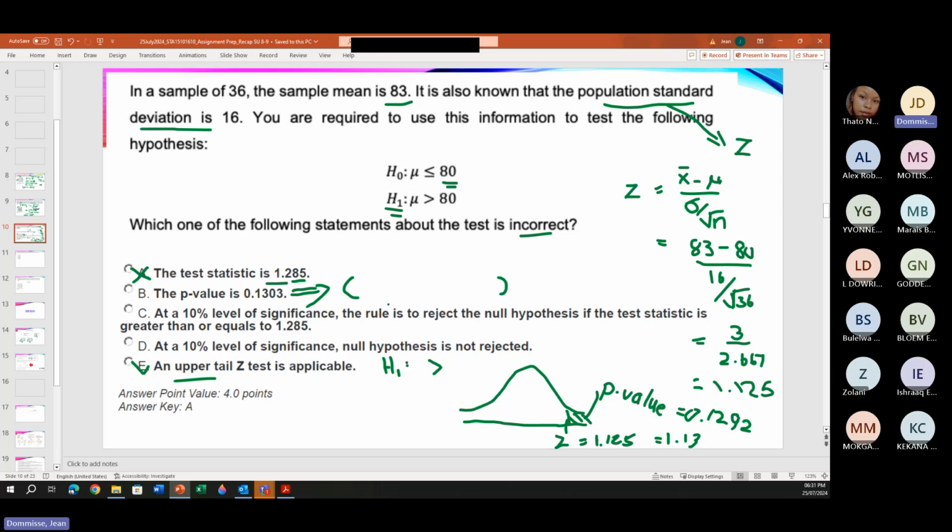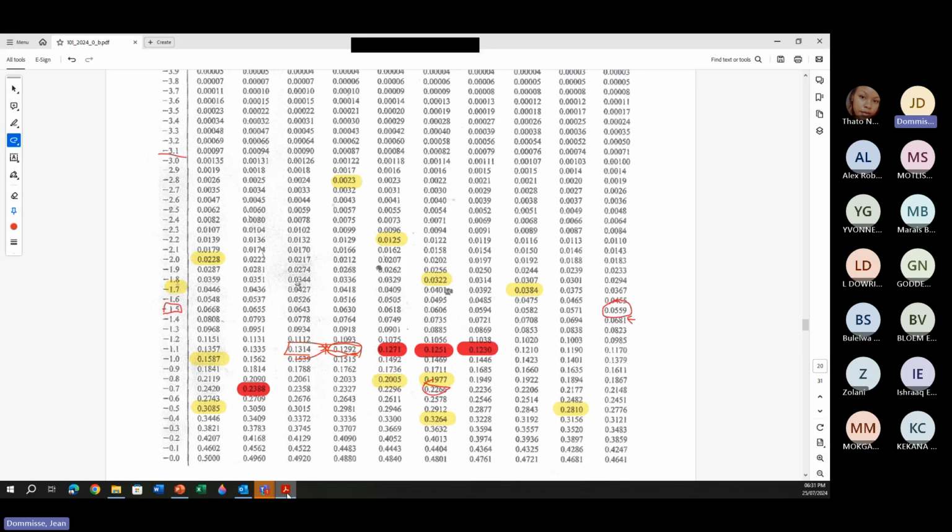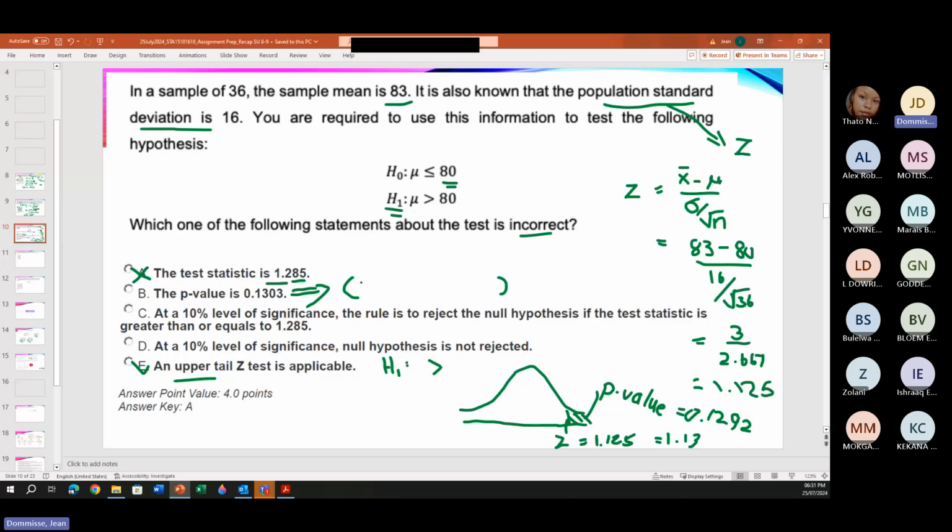So they used the one's value, 0.1314. So let's just write it down. 0.1314 plus 0.1292, and because it's in the middle, they divided it by 2 to get that.